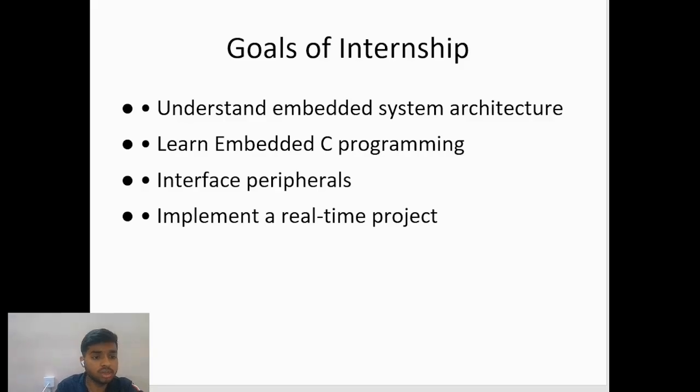The main goals are to understand embedded system architecture, learn embedded C programming, interface peripherals, and implement a real-time project. Okay, then we will go to next slides.